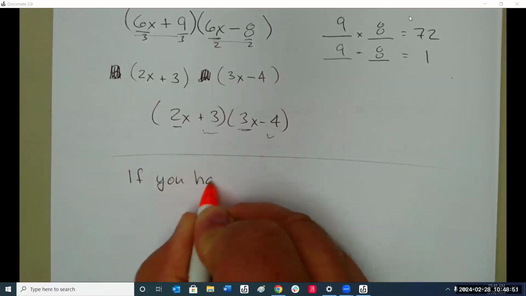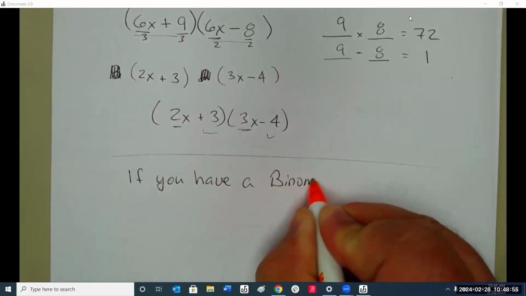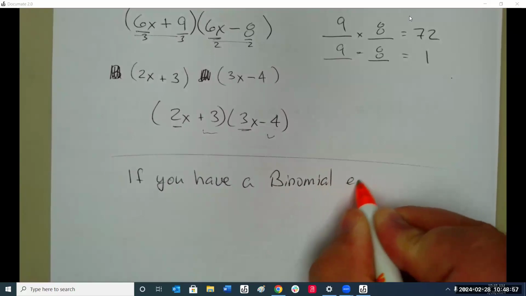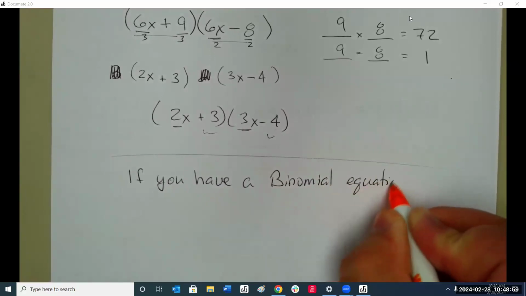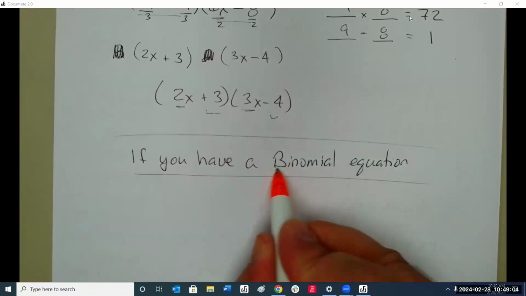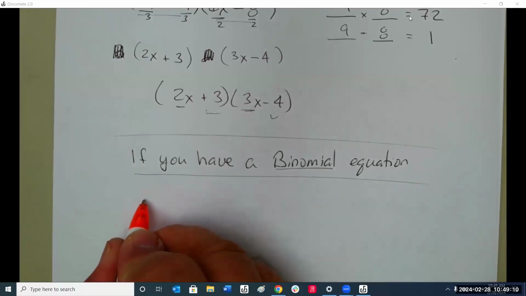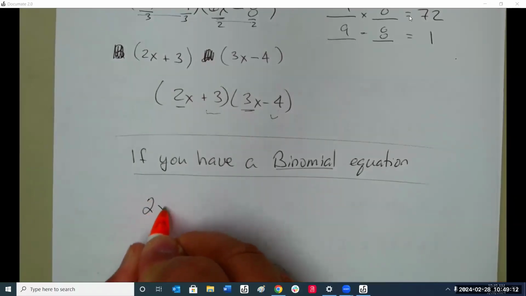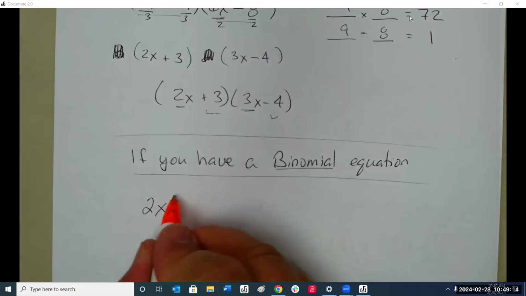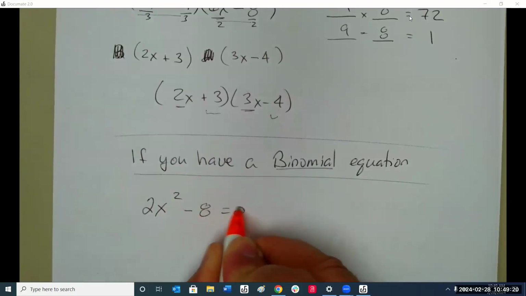If you have a binomial equation, what does binomial mean? Two terms. In other words, if you have something that looks like this, 2x squared minus 8 equals 0.